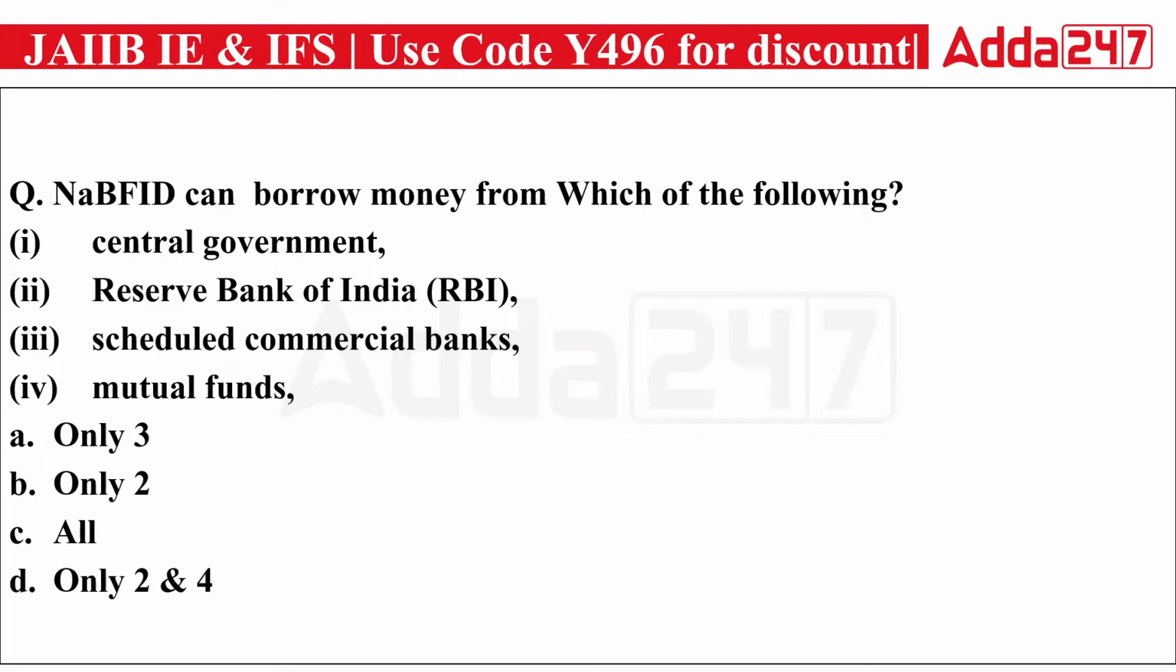One, two, three, or four. Okay, so the right answer will be all. All of the above are correct. So NAFID can borrow money from all of the following: central government, Reserve Bank of India, scheduled banks, mutual funds. All will be counted in the parties from where NAFID can borrow funds for the purpose of financing the infrastructure sector. Okay, right answer is C.